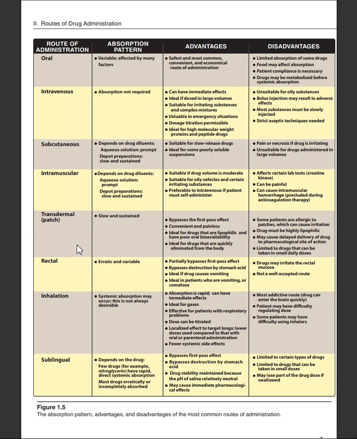Now this summary is telling about the absorption pattern, advantages and disadvantages. This is a little bit different from the topic, but yeah, it is useful. So if you go through it, it will really help you.